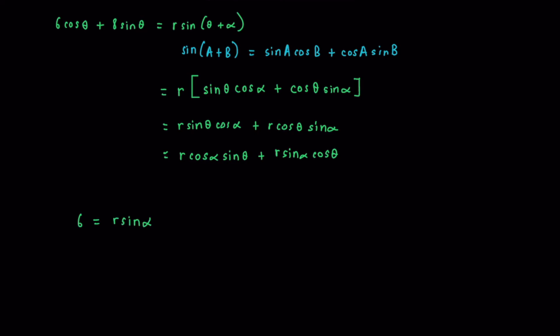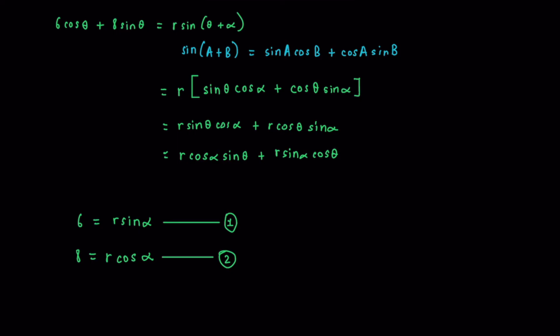So all we did there was equate the coefficients from the right and left-hand side because it has the same term attached to it, okay? So that's how we could do that. We have to do the same thing for sine. In this case, for sine, we have 8 equal to r cos alpha. And now we can label them equation 1 and 2.